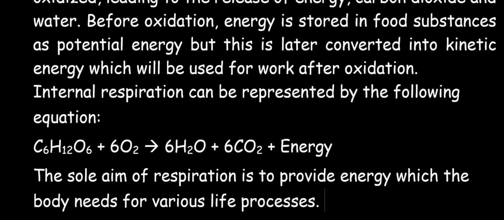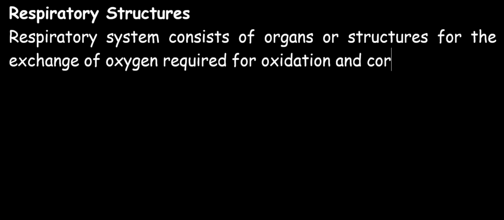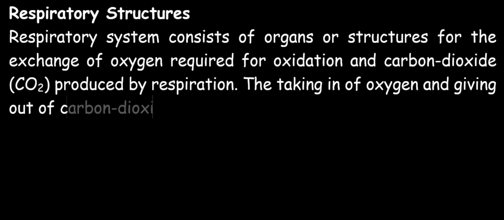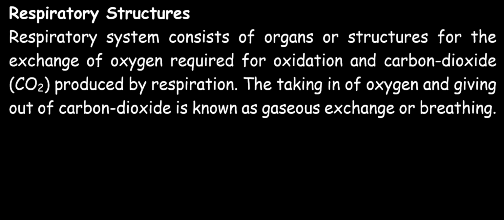Having a look at the definition of respiration and the different stages of respiration, now we are going to be talking about the different respiratory structures. In the respiratory system, there are various organs or structures which are responsible for the exchange of oxygen required for oxidation and carbon dioxide, that is CO2, produced by respiration. The taking in of oxygen and giving out of carbon dioxide is known as gaseous exchange or breathing. These respiratory structures have different characteristics that make them peculiar.